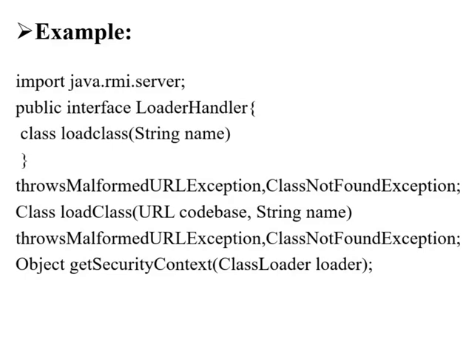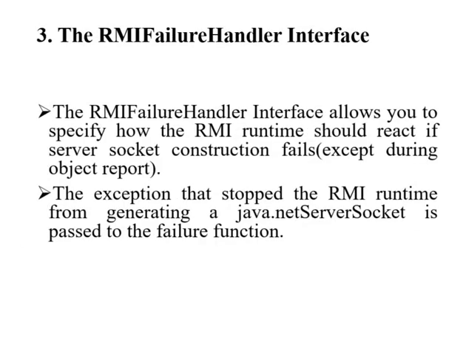Let us consider the example for that. Package java.rmi.server; public interface RMIFailureHandler { public boolean failure(Exception ex); } If the runtime should try again, the method returns true, otherwise it returns false.